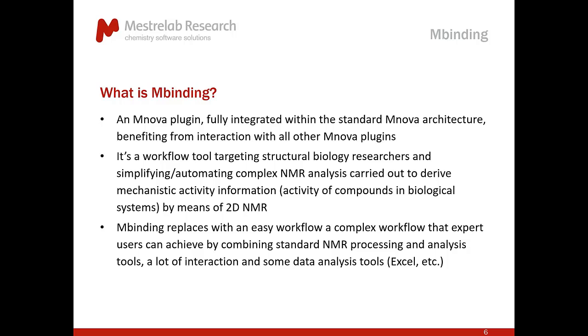The objective of the tool is to simplify complex NMR analysis, which is typically used to derive mechanistic activity information. So basically, to get information on the activity of compounds in biological systems by using 2D NMR. This can be quite a complex workflow, and what we have tried to do is to implement it in a software tool that automates most of it and makes it as simple to use as possible. Experts in this field typically will use several tools to do the same job, and we've basically tried to bring it all into one environment.